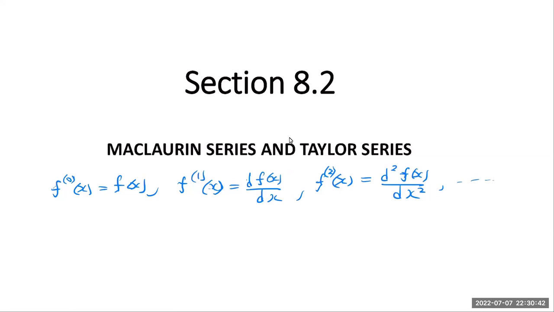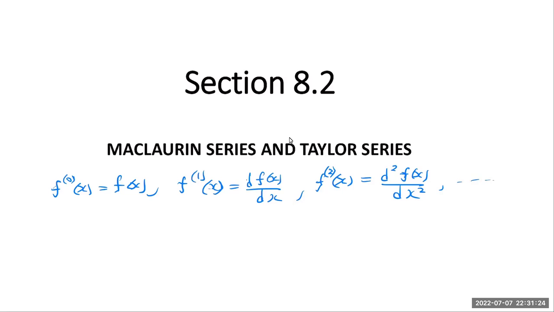In this section, we are going to stick to these notations. F^(0)(x) means f of x, it is just the function f of x. F^(1)(x), you put a 1 inside parentheses on top here, means the first derivative of f of x, df over dx. That is the first derivative of f of x. And then f^(2)(x) means the second derivative of f of x. Similarly, f^(3)(x) means the third derivative of f of x. So we are going to stick to this notation from here onwards.